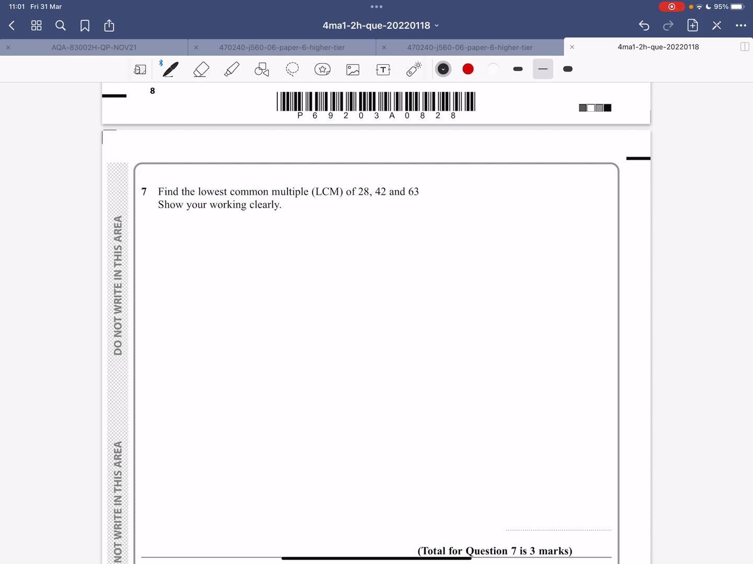Find the lowest common multiple of 28, 42 and 63. I'm just going to check what that email is about.